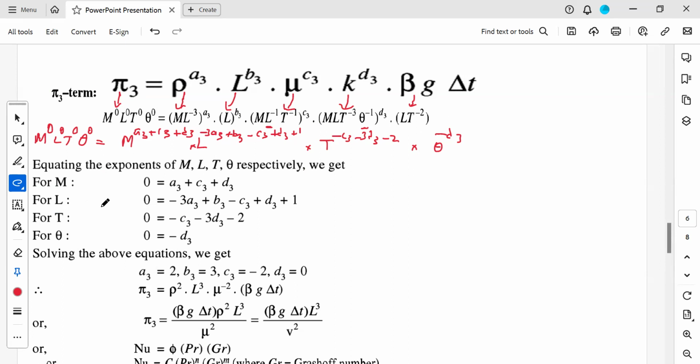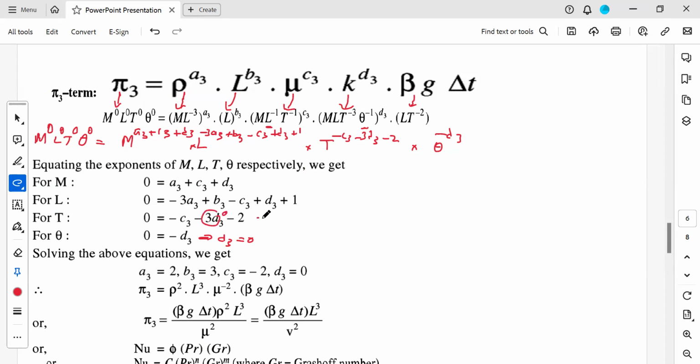Equate the powers of l, you get 0 is equal to minus 3a3 plus b3 minus 3 plus d3 plus 1. Equate the powers of t, now you will get minus a3 minus d3 minus 2. Equate the powers of theta, you will get 0 is equal to minus d3, so d3 is equal to 0. You put it here, this value will become 0.